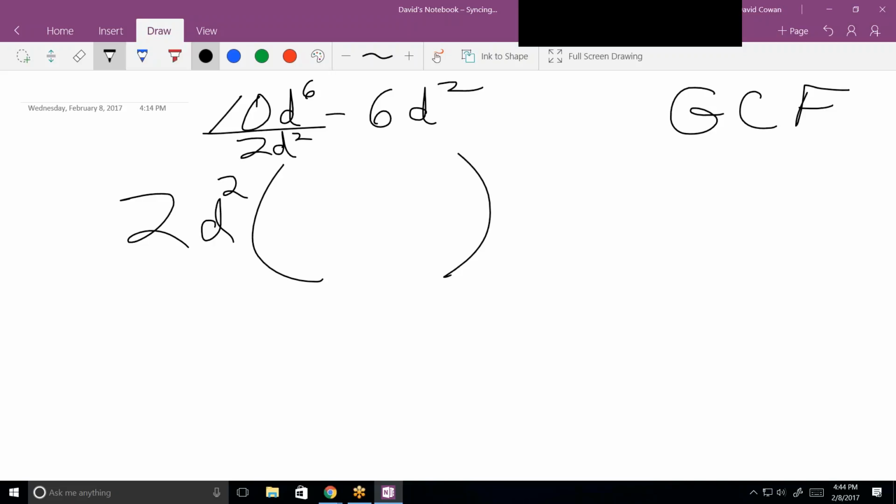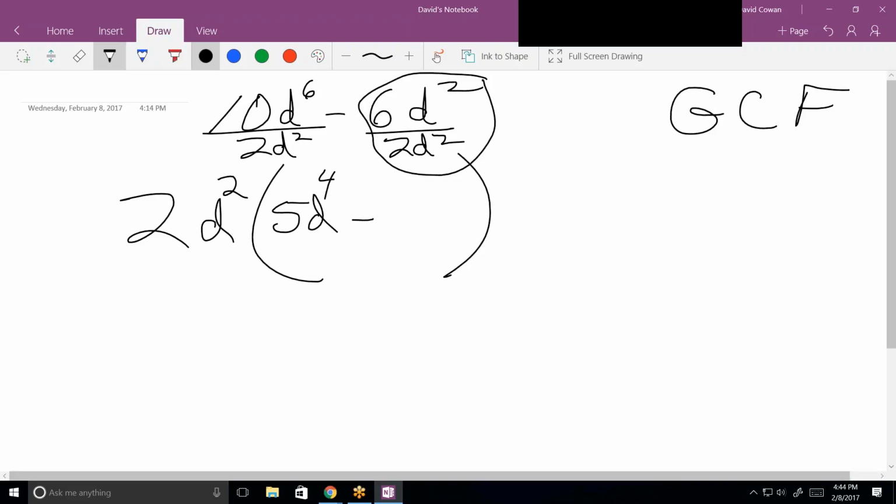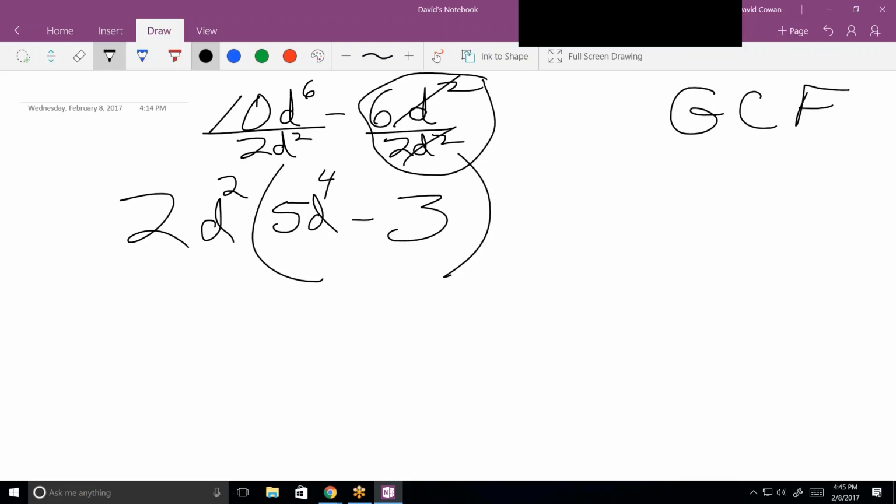by my factor. So what's the first thing? The first one, 5d to the power of 3. 4. Remember, you add the exponents when you're multiplying. Oh yeah. 5d to the 4th, and then 3d squared. What's the answer to that right there? Is that 3? Just 3. The d squareds cancel. I got 6 over 2.